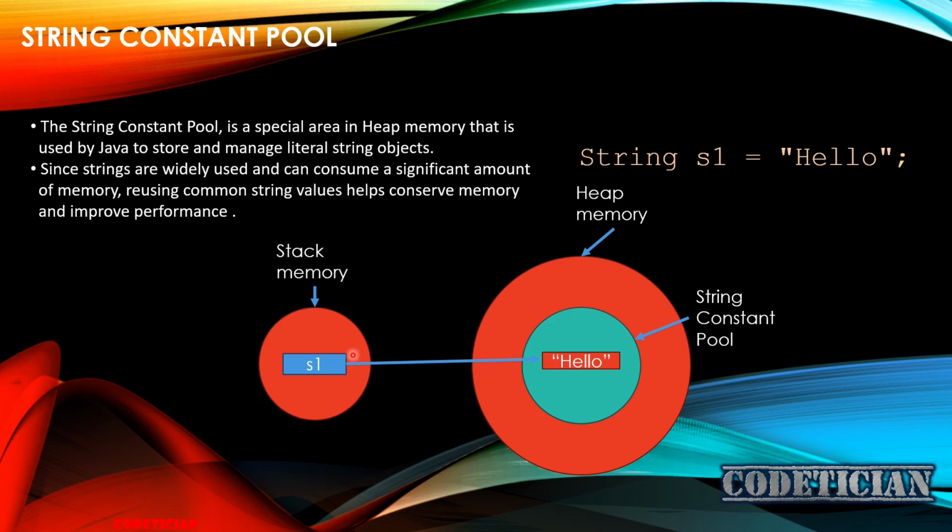Now, why is it used? Why is this string constant pool used? Because in Java, strings are widely used and they consume a significant amount of memory. Now, by reusing these string literals, we can help in conserving memory and also increasing performance.